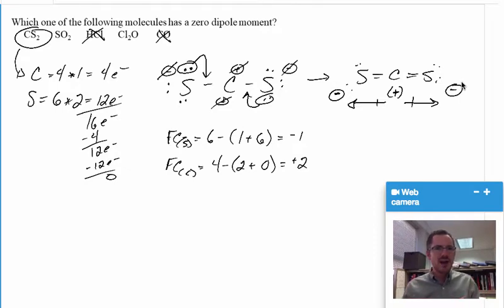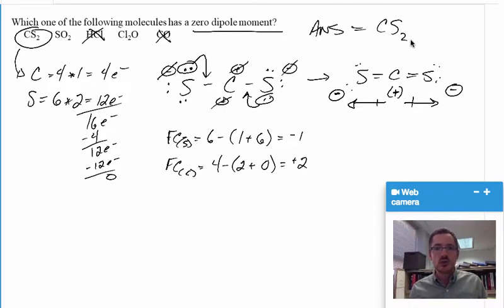So this is not a polar molecule, because in order for this to be a polar molecule, one sulfur needs to be a positive side and the other sulfur needs to be a negative. There needs to be a positive end and a negative end. There's no positive or negative ends in here. It's just negative outside, positive inside. So CS2 actually will have a zero dipole moment. So the answer for this is going to be CS2.